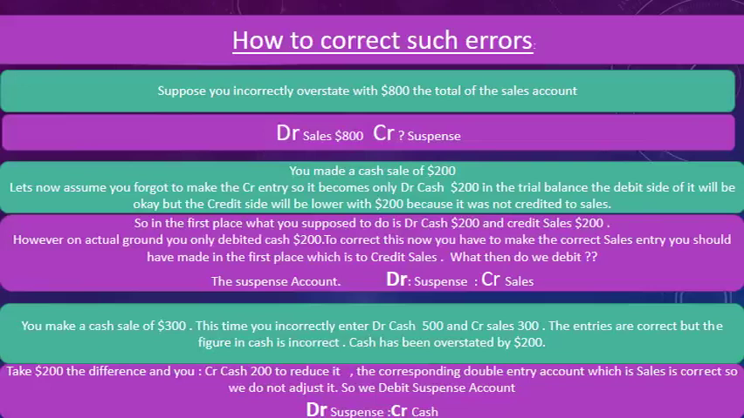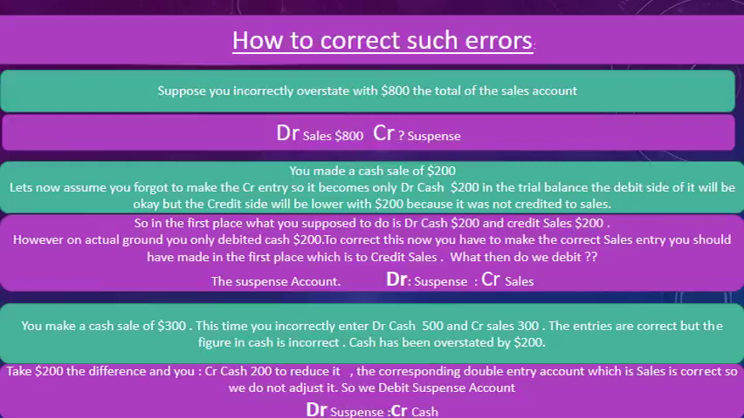But you didn't. So to correct this, we are going to credit sales, because that's the correct thing. That's what we are supposed to do. We are going to credit sales. What then do we debit? We do not debit cash this time, because we have already debited cash, right? Remember our error, we said in the error we debited cash but we forgot to credit sales. So we are only correcting the sales element, not the cash element, because the cash element is correct. So we are going to credit sales, because that's the thing which needs correction.